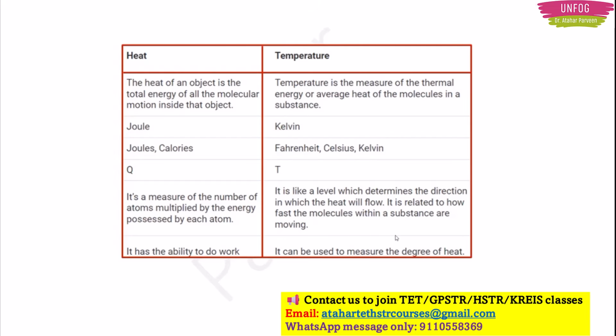And we also told that heat is nothing but energy, right? Energy means the ability to do work. But temperature is not energy. It is just a degree of hotness or coldness. It can be used to measure the degree of heat. So you cannot know whether the body is hot or not if you don't measure the temperature. That is how it is. So heat and temperature, they are always friends. They will be together. If heat increases, temperature will increase. If heat decreases, temperature will decrease.